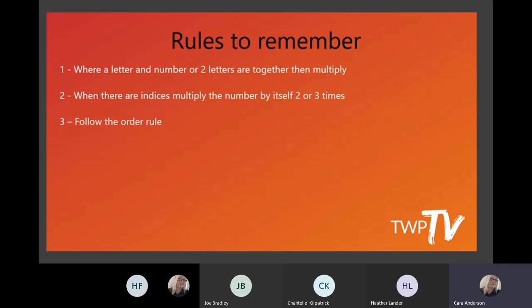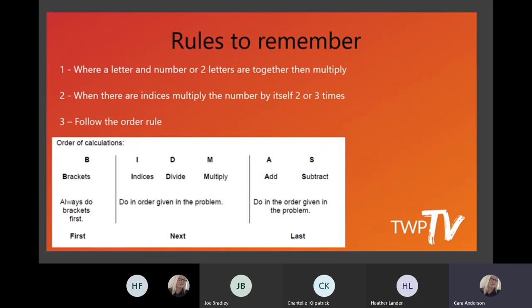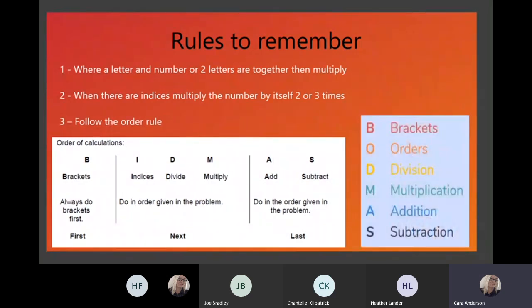So has anyone ever heard of an order rule? Any kind of acronyms that come with formulas? Anyone ever heard of anything before? There's a really useful acronym to remember. No? Okay. So hopefully you have heard of it before and it'll bring back a few memories. BIDMAS, or some people call it BODMAS. Either way, they mean exactly the same thing.